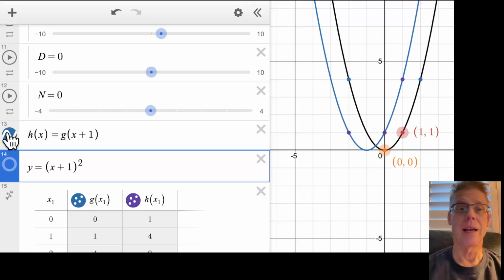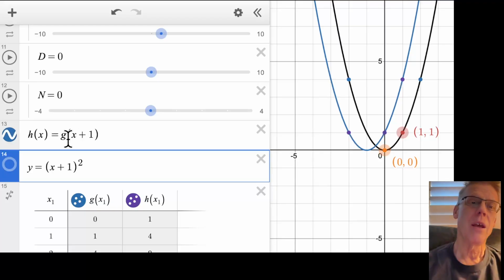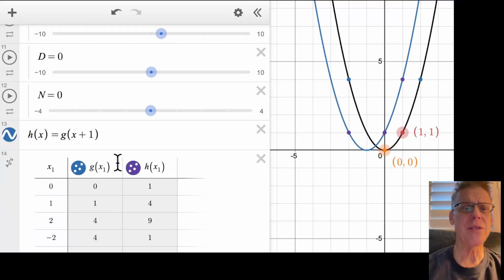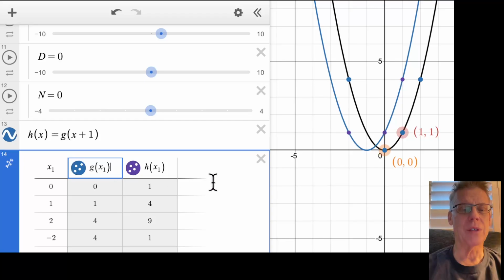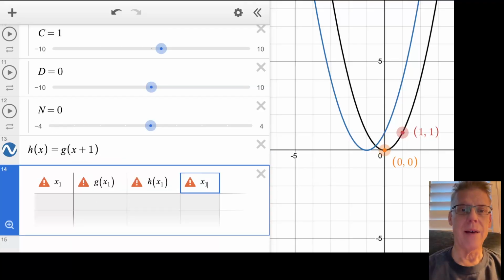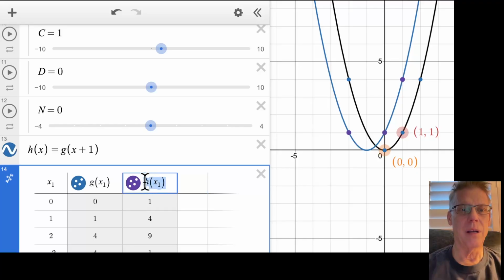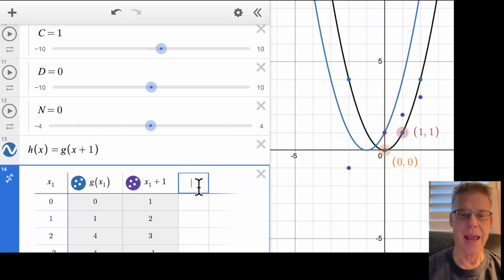And here it is when I do it using function notation, thinking about a transformation. What have you done? You've taken this function g of x, and instead of x, you put x plus 1 in there. All right, so I'm going to take that out. To try to figure out what's going on here, I'm going to add another column where I look at the x plus 1 separately. I'd actually like it to be in the middle here. So I'm going to put x plus 1 in this third column, and I'll just do h of x plus 1 over here.